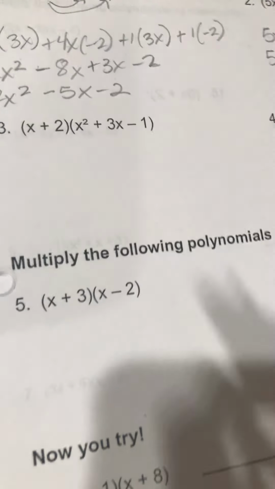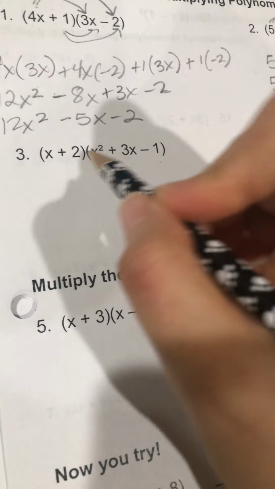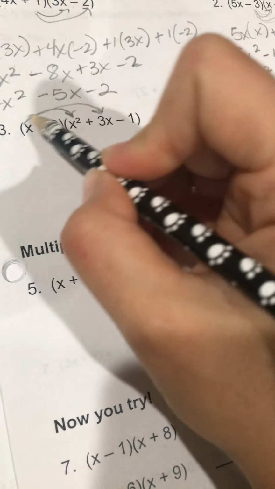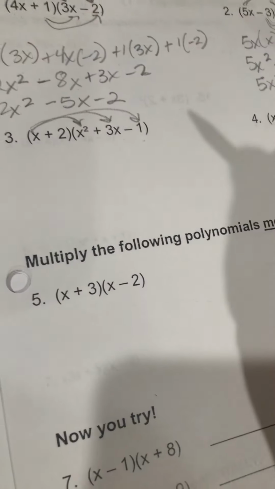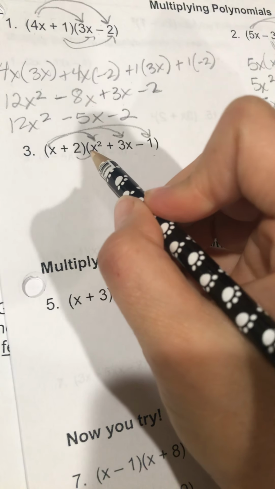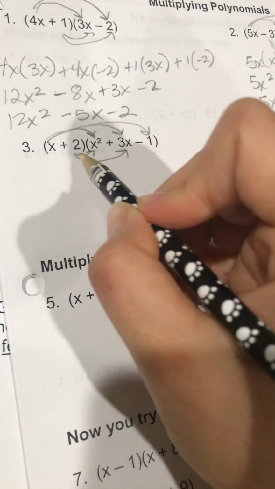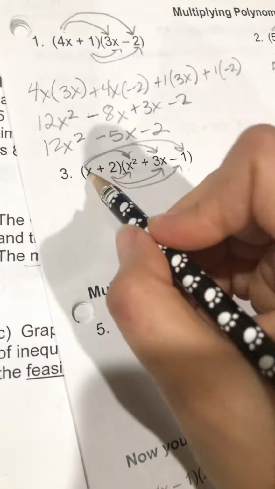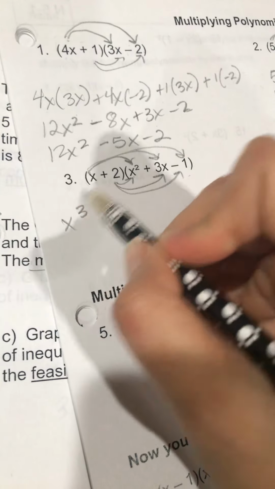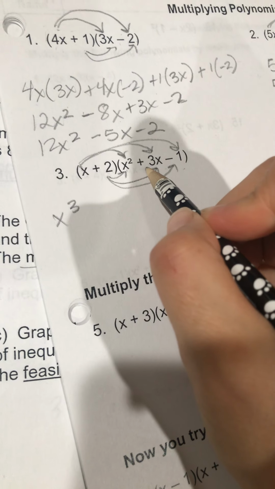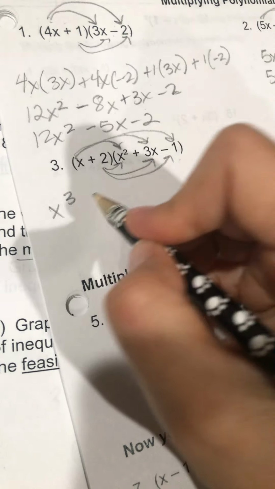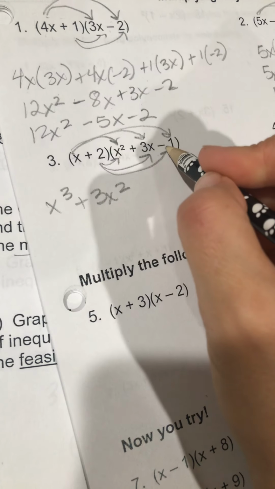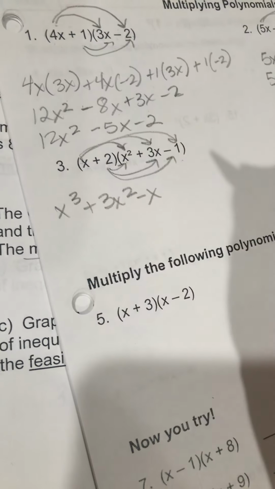Okay, so let's look at this one. Now we have 3 in the second one, but you do it the same way. You're going to take your first one, and distribute it and multiply it by each thing. Then you're going to take your second number in the parenthesis, and multiply it by all 3 things. Okay, so let's do x times x squared is x cubed. x times 3x is plus 3x squared, and x times negative 1 is minus x.